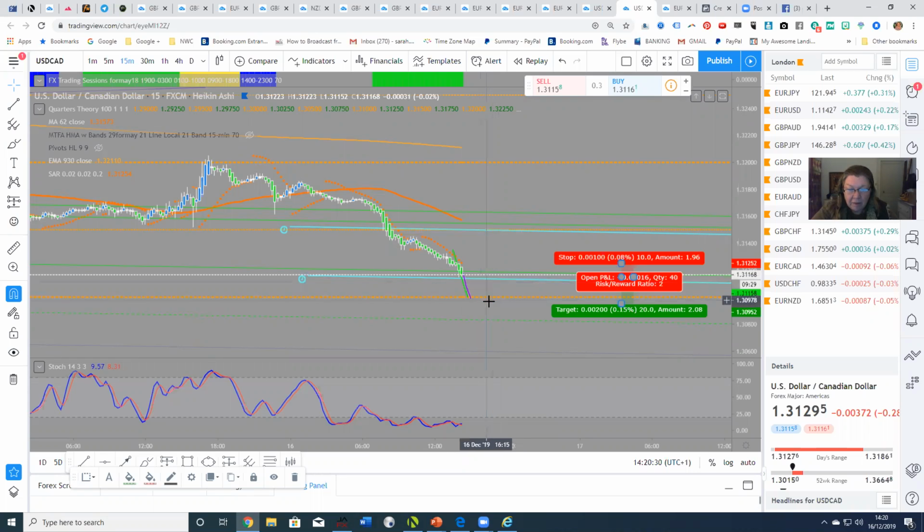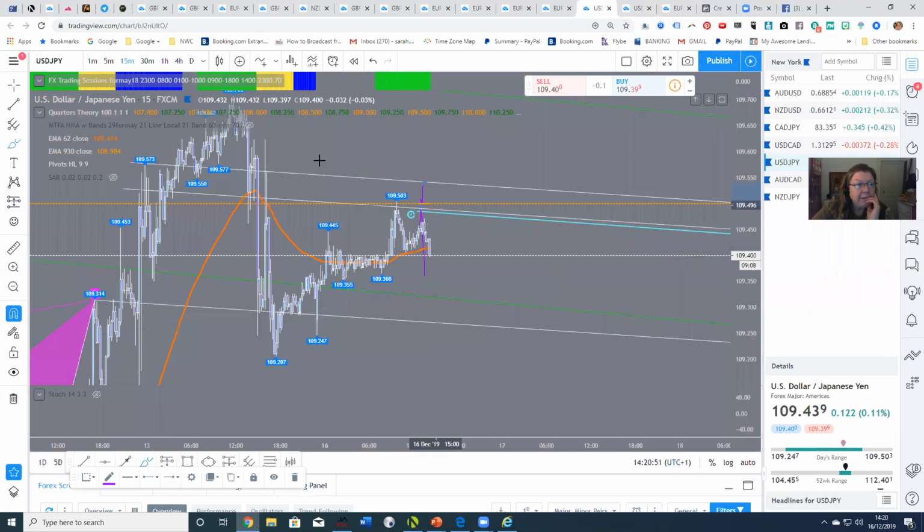and then if it does that, it'll probably want to go down to this next level at about 1.30830. So it's kind of in the middle on all time frames for BYOB. So that's USD CAD.